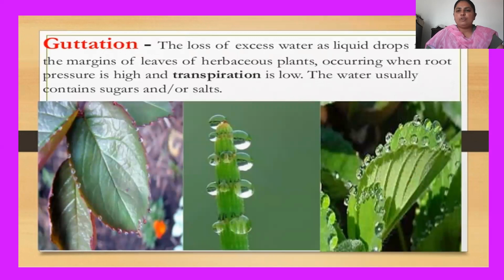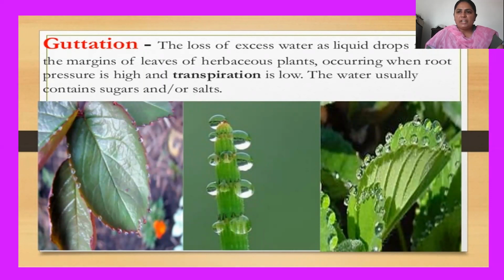Here I have shown you the process of guttation. So what is guttation? Guttation is the loss of excess water as liquid drops from the margins of leaves of herbaceous plants. Mostly the process of guttation is seen in herbs, and here the margins of the leaves of the herbs contain some liquid drops.